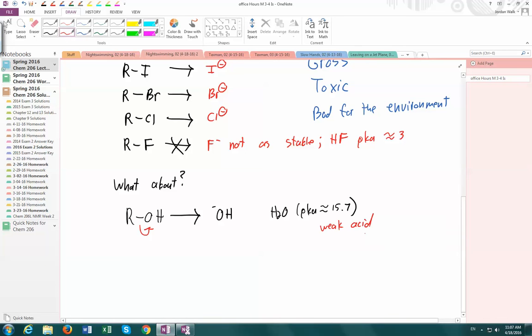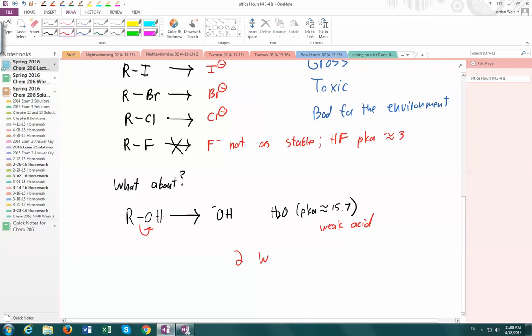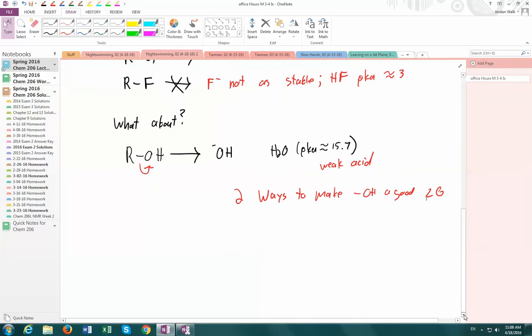And so in this case, we're not going to be able to use alcohols as leaving groups, but there's potential there, and a lot of time has been spent, so we're going to learn about two ways to make OH a good leaving group. It has amazed me that in Orgo 1 they don't really talk about alcohols much, and I don't know where this is even in the book, but we're going to talk about it for a few minutes because it's certainly important as it comes to SN1, SN2 reactions.